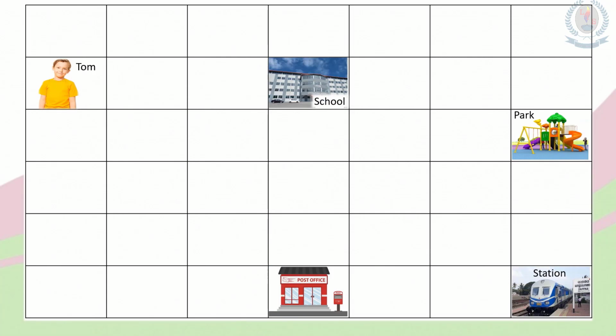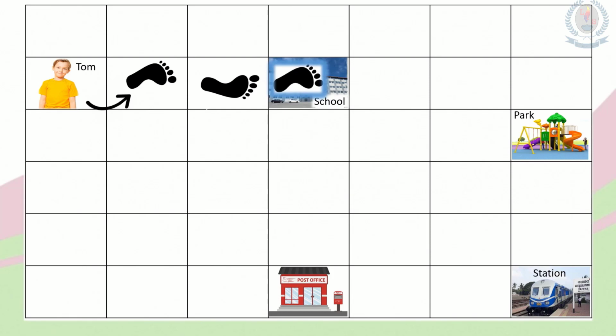This is Tom's map. Tom wants to go to the park. I will show you one possible path that Tom can take. Tom makes a quarter turn anticlockwise to face the school. Then he moves 3 squares forward to go to the school. 1, 2, 3.